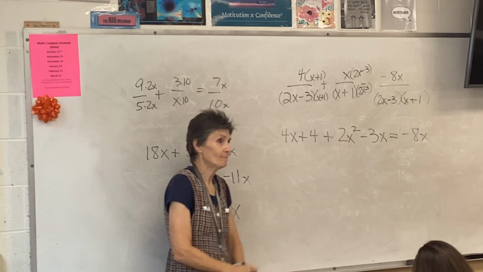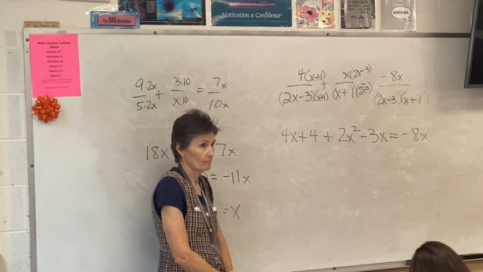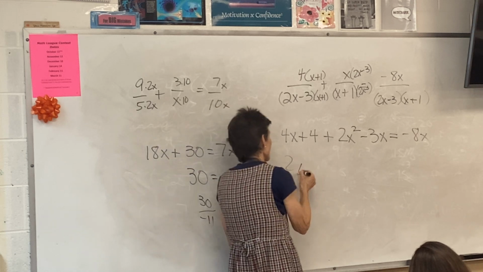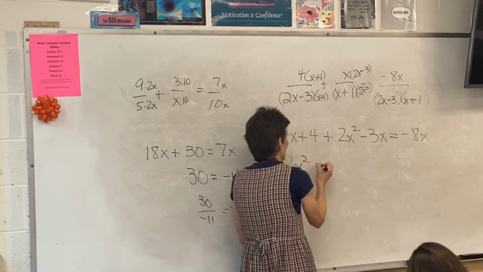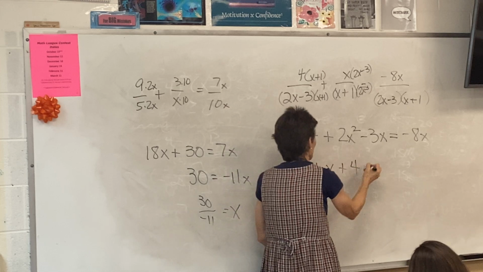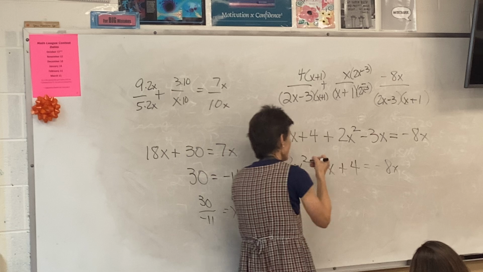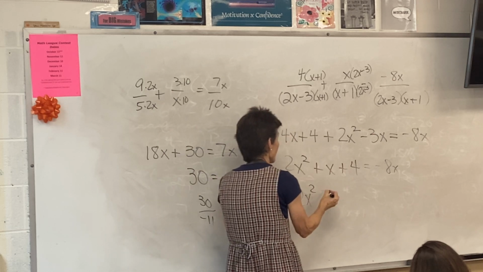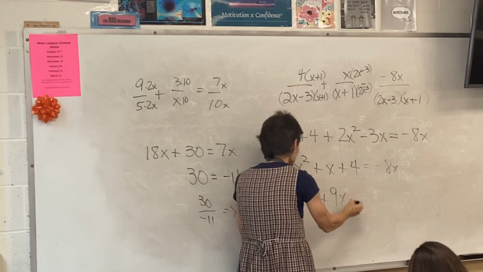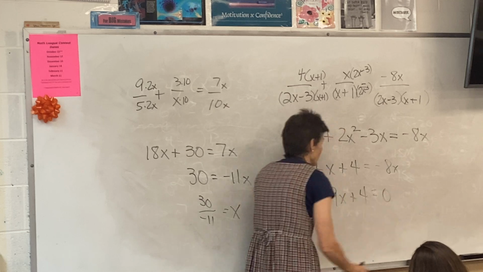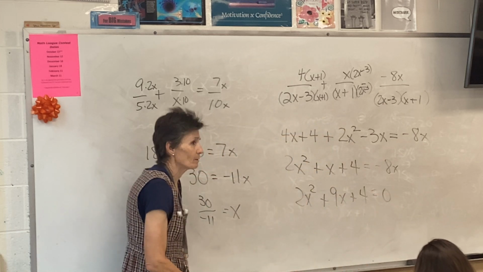Quadratic equation, it needs to be equal to 0. So I have 2x squared plus x plus 4 equals negative 8x. I'm going to bring this over. 2x squared plus 9x plus 4. Double check that and make sure you're okay with that.